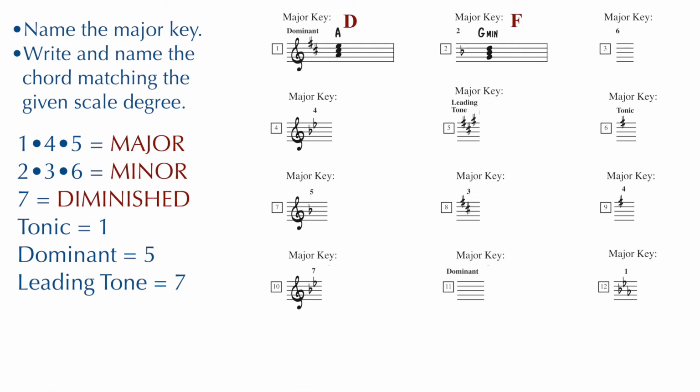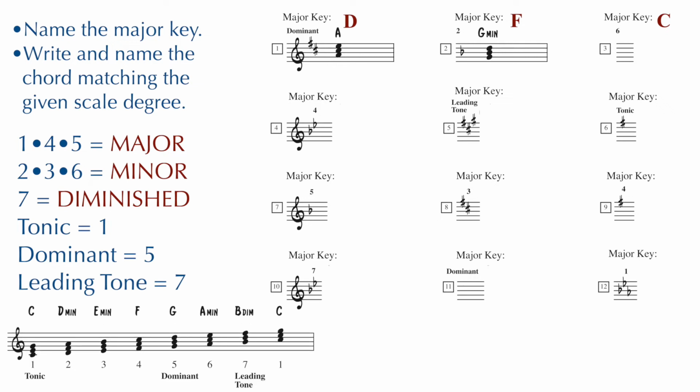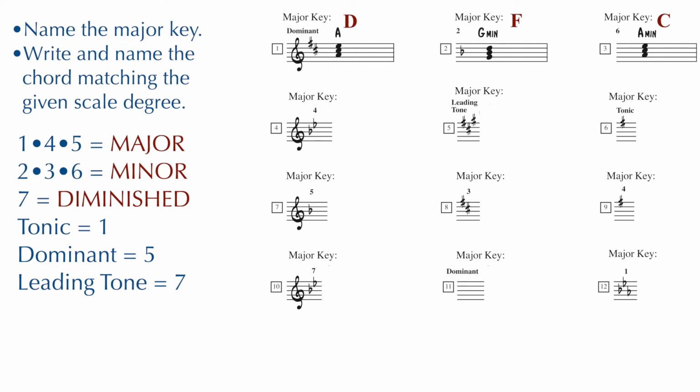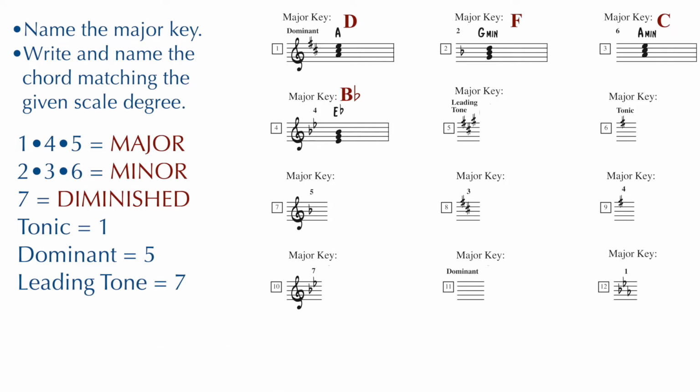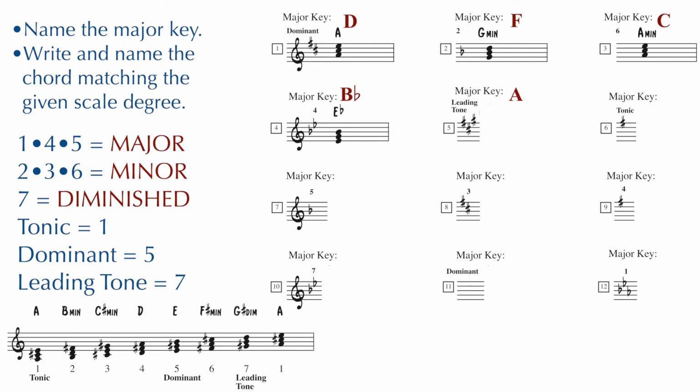Number 3 has no key signature, and that puts us in the key of C major. Let's go ahead and write out the C major scale and its triads, and then scale degree 6 will be an A minor. Number 4, we have 2 flats in the key signature. We are in the key of B flat major. We build out that B flat major scale and its triads, and then the chord built on scale degree 4 will be an E flat major. Number 5, 3 sharps in the key signature puts us in the key of A major. Let's build an A major scale and its triads, and then from there we can figure out that the leading tone chord, leading tone is based on the 7th scale degree, is G sharp diminished.